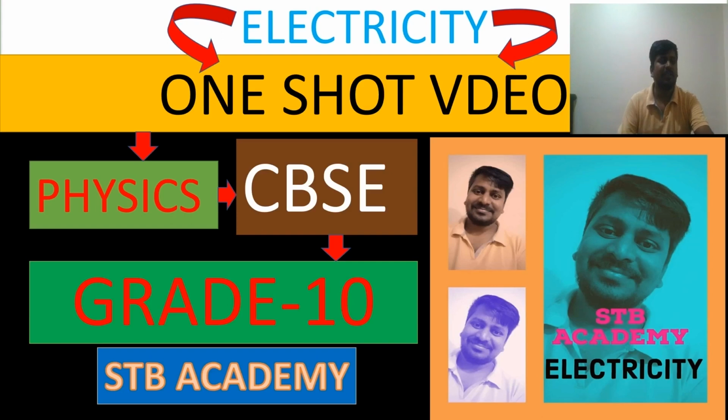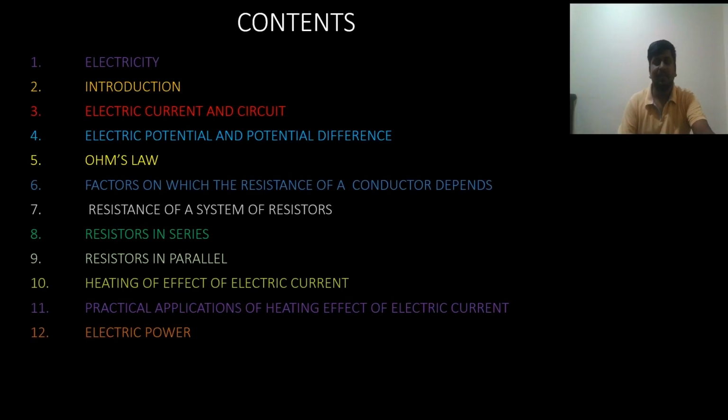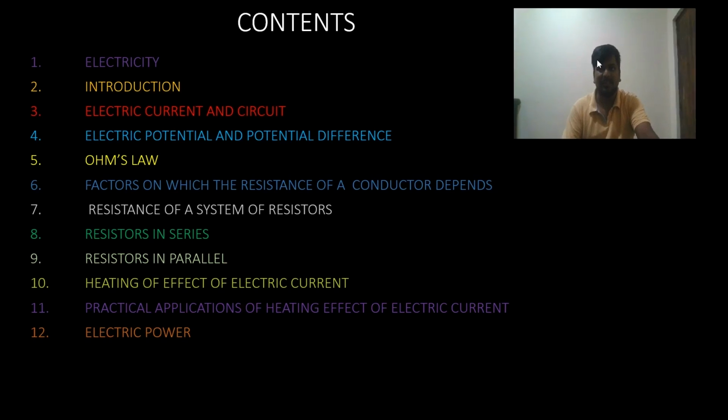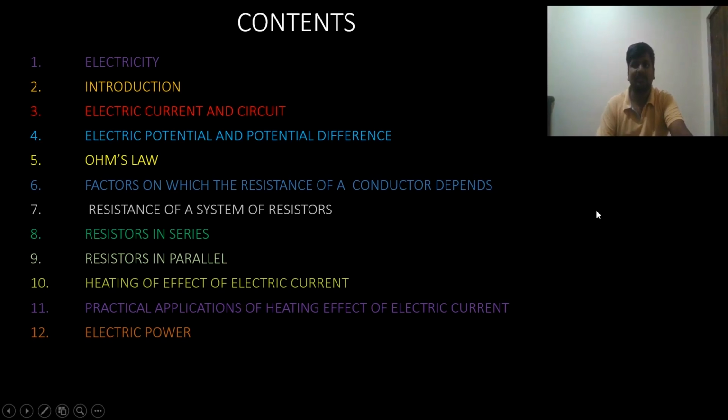Now you can see the table of contents, what we are going to discuss. The first one is electricity, and next is the introduction about electricity, then electric current and circuit. Next is electric potential and potential difference.